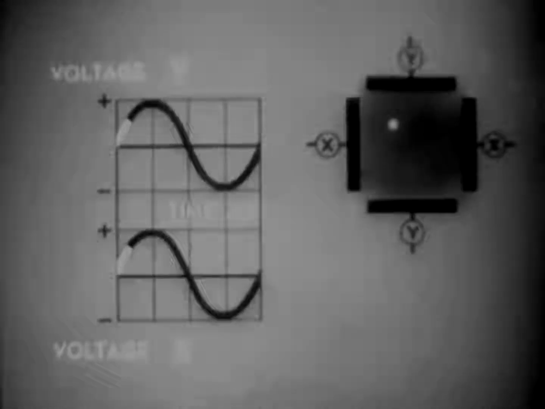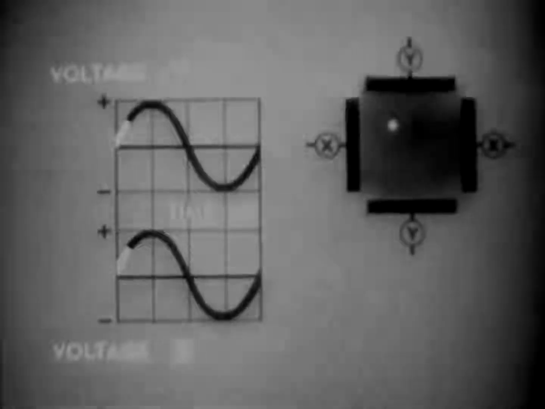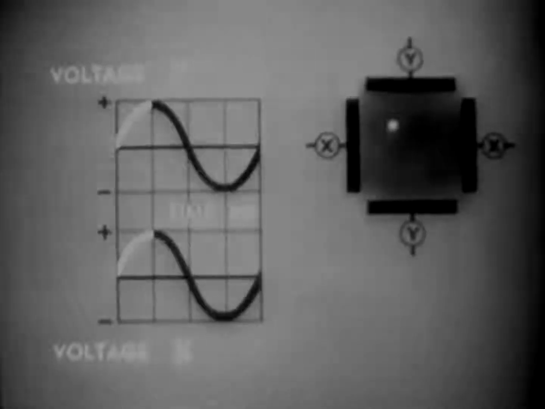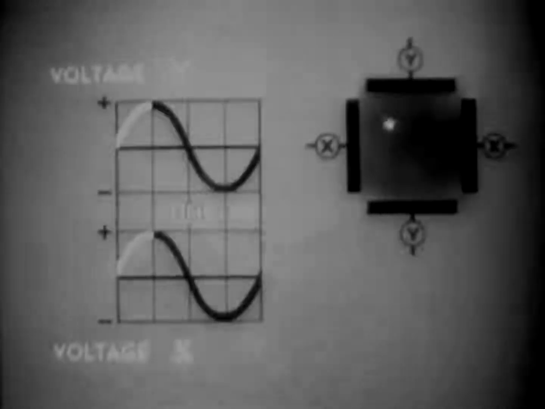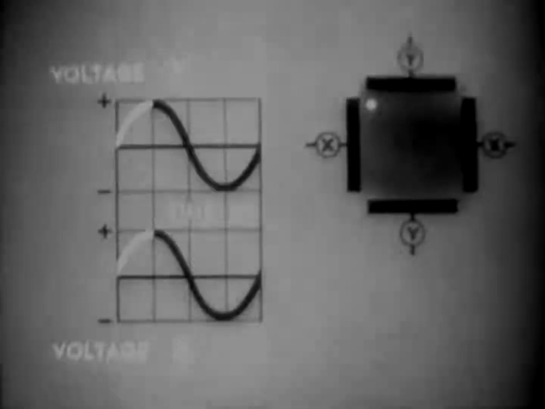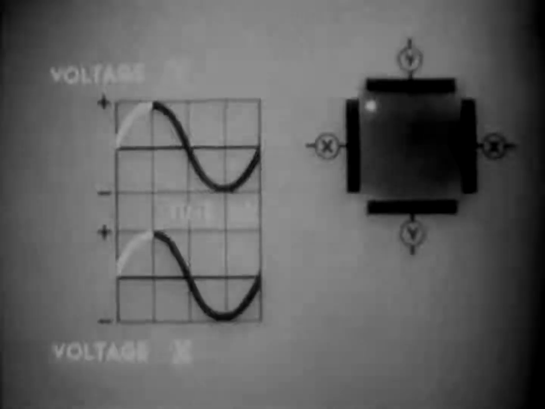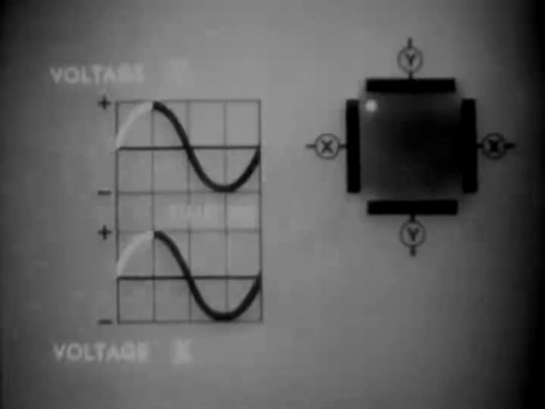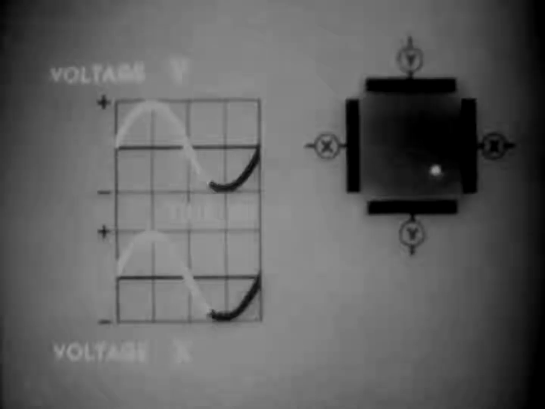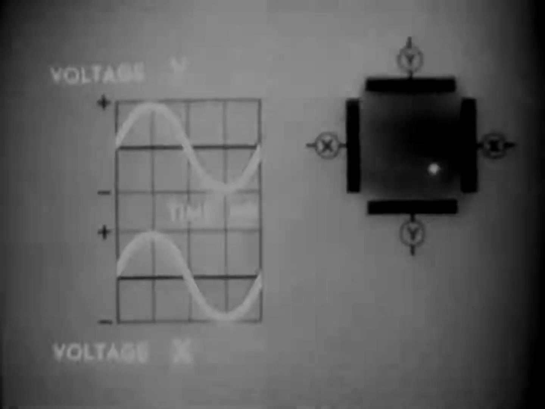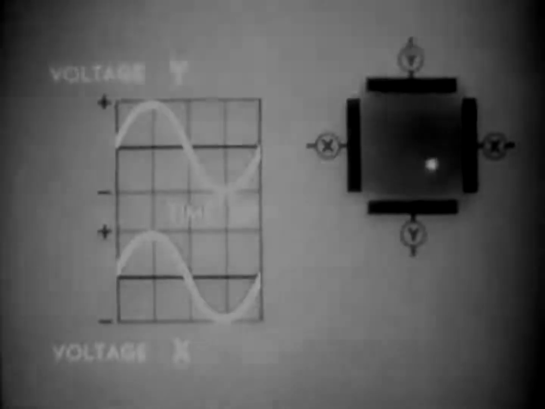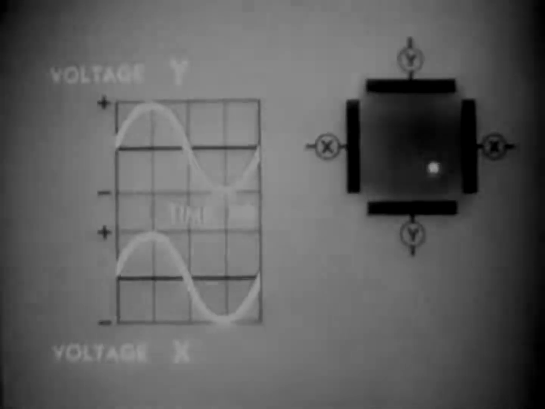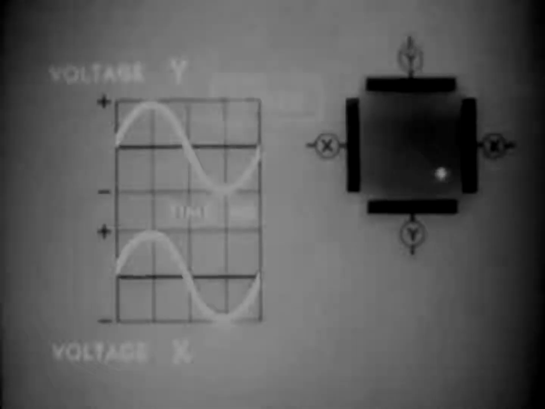Let's see what happens when voltages X and Y both reach their positive peaks together. The beam is deflected to its extreme diagonal position. That's because the vertical plates are deflecting it all the way up, and the horizontal plates all the way to the side. As the two voltages complete their cycle of variation together, the beam follows a diagonal path, upwards to the left and downwards to the right. When the voltages vary together, like this, we say they are in phase.